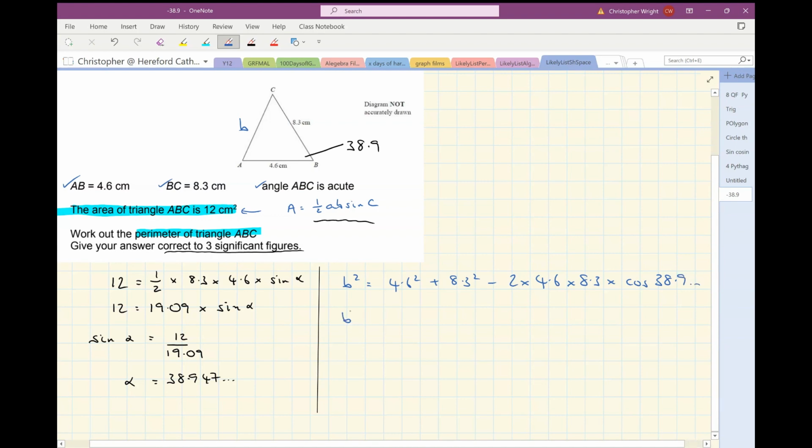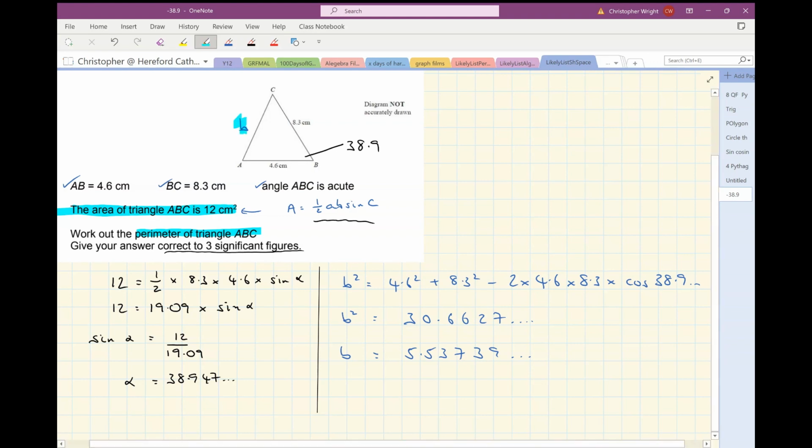So that tells me that b squared is equal to, with a bit of calculator use, and you should get 30.6627 and so on and so forth. And square root that, and you'll have b is 5.53739 and so on. So that's that length found.